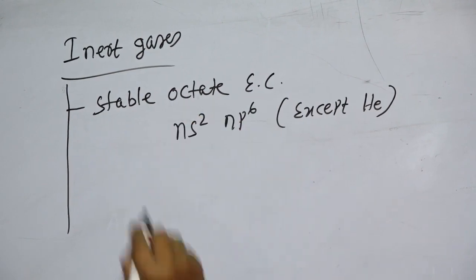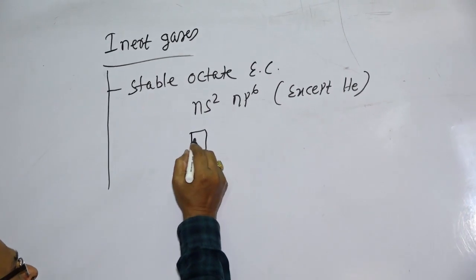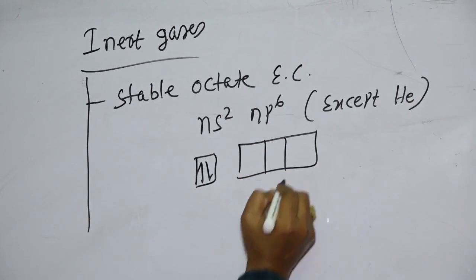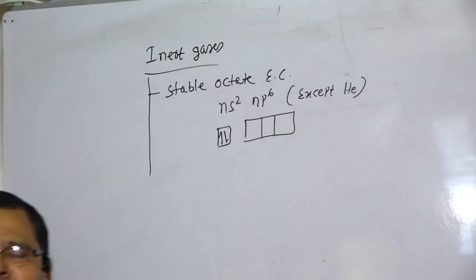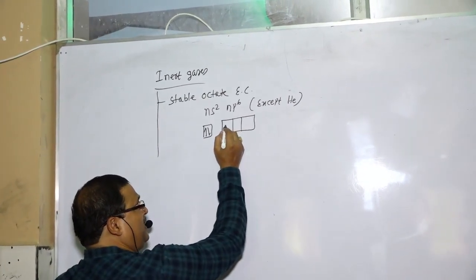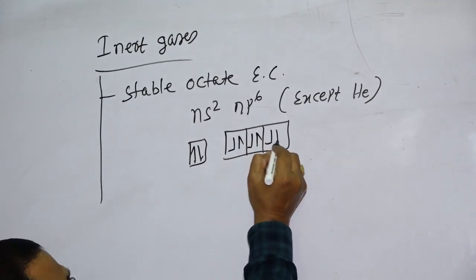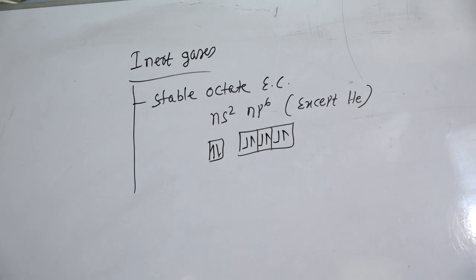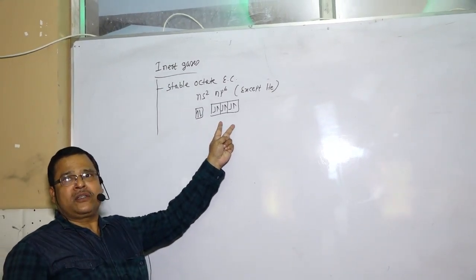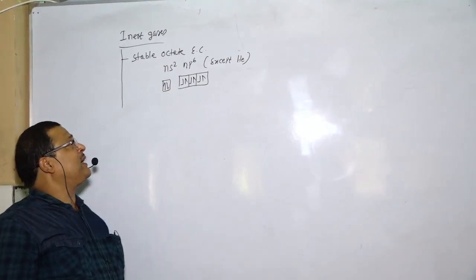So ns2 np6 means the s subshell is fully filled, containing paired electrons, and the p subshell has 3 orbitals, Px, Py and Pz. Px contains 2 paired electrons, Py contains 2 paired electrons, and Pz contains 2 electrons, also paired. So in group 18 elements, there is no unpaired electron to form compounds. That is, the stable octet electronic configuration is satisfied.